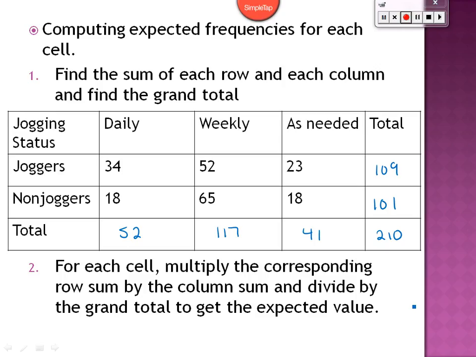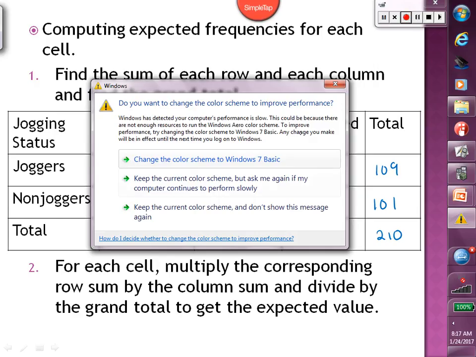Once you have those totals, to get your expected frequency for each cell, you have to multiply the row sum by the column sum and divide by the grand total. So here's what that would look like if we just write it out for, let's say, the joggers who jog daily. Your row sum is 9.